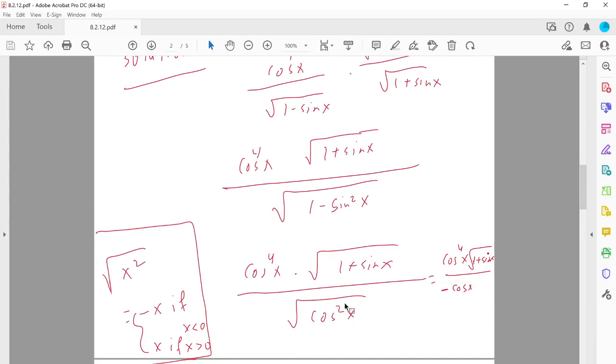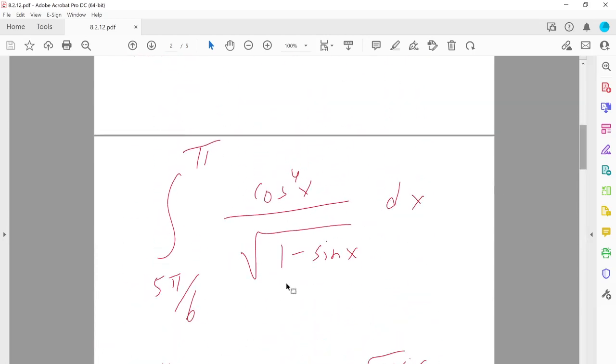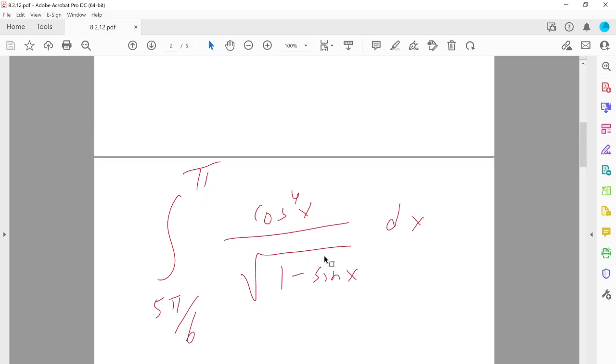It doesn't look very trivial. The square root of cosine square of x is negative cosine of x, and that is from this definition: the square root of x square is negative x if x is negative, and it's equal to the positive x if x is positive. Okay, so since the range of integration is 5 pi over 6 to pi, which is on the third quadrant.